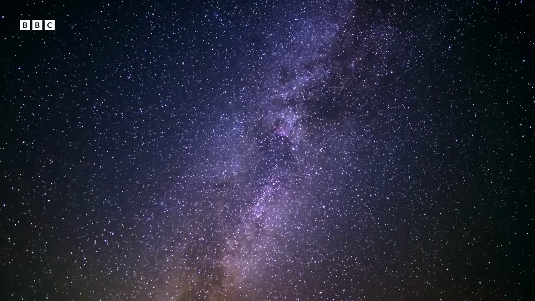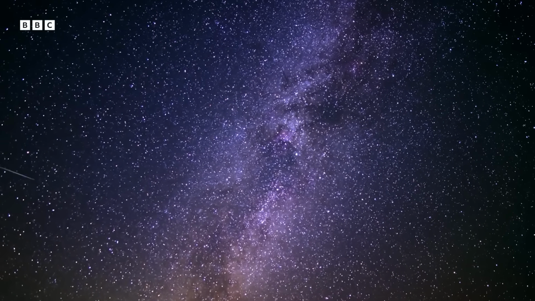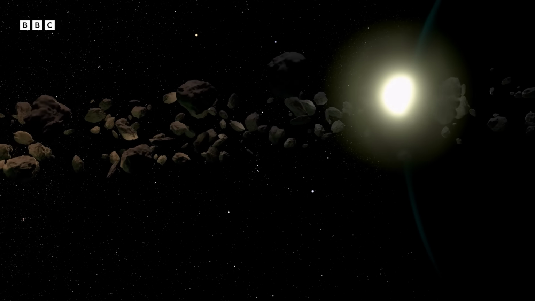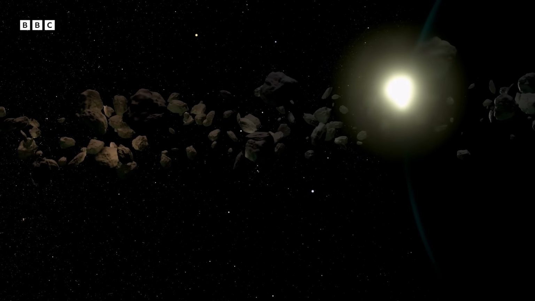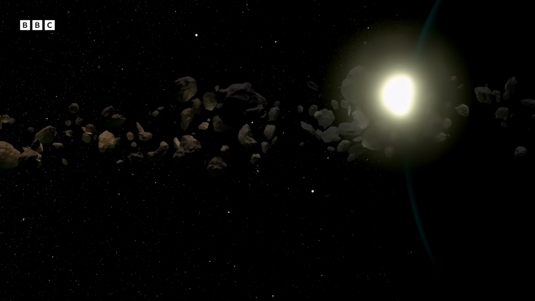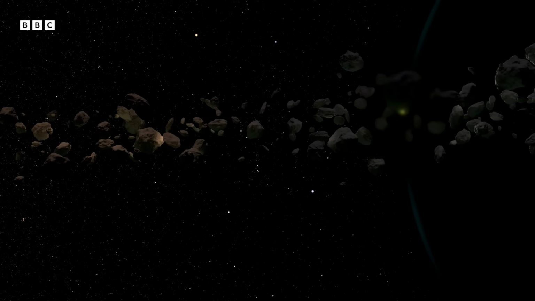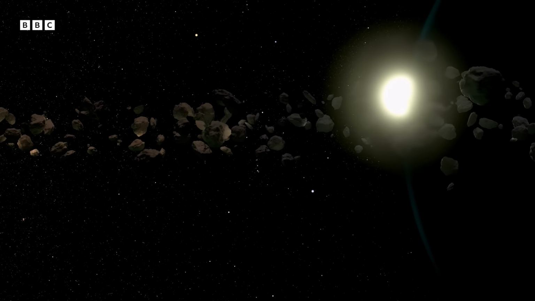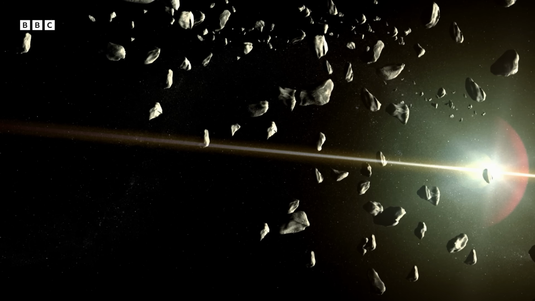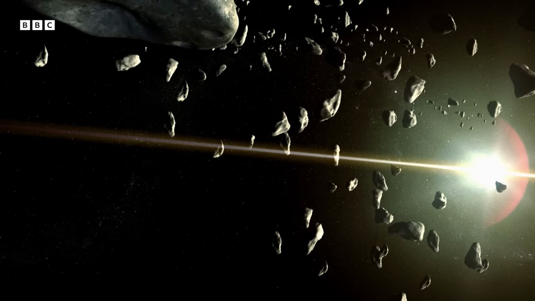But where have these meteorites journeyed from? Most meteorites are debris, leftovers from the birth of the solar system 4.5 billion years ago. And most of them orbit the Sun between Jupiter and Mars in the asteroid belt.